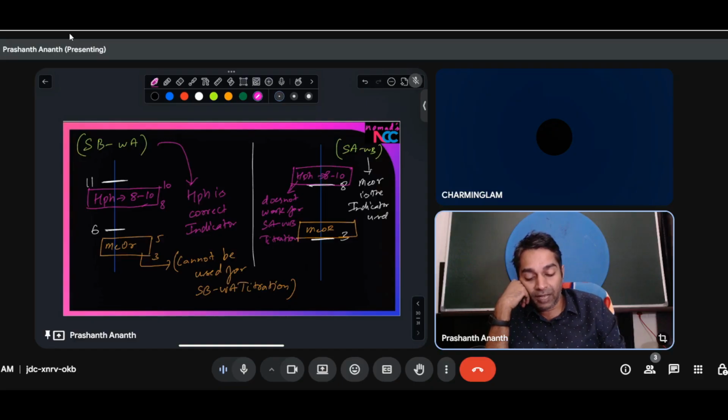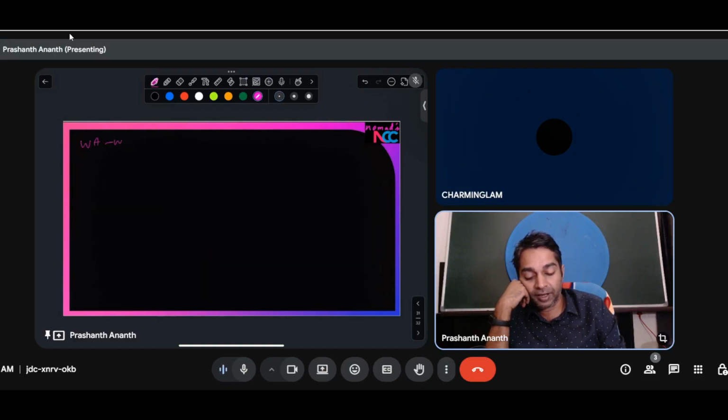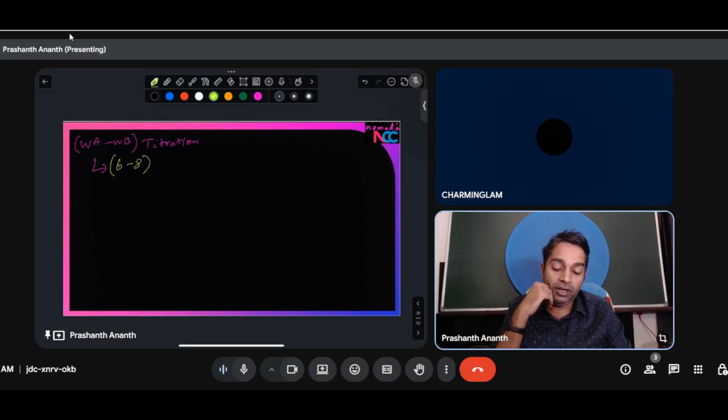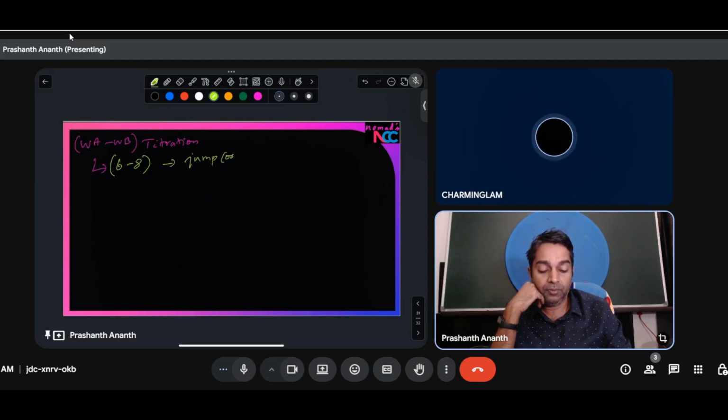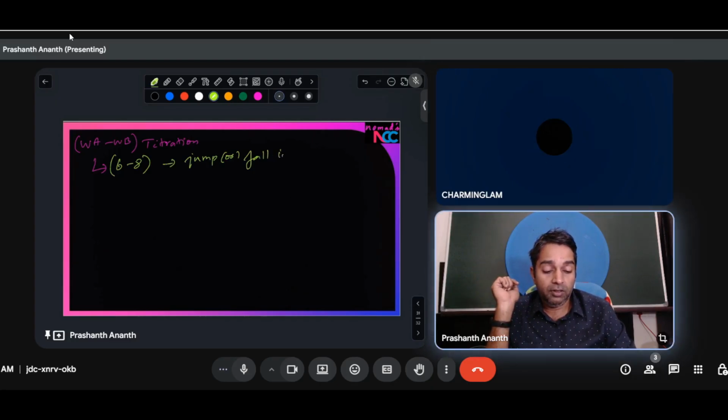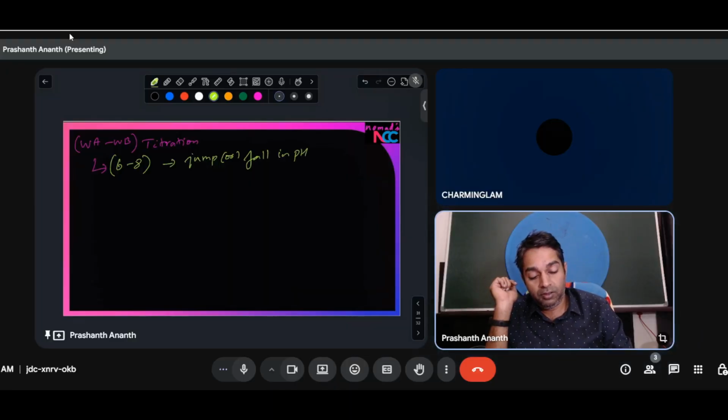Lastly, when you are having a weak acid, weak base titration, you are going to be having a tiny bit of a jump or a fall. What is that tiny bit of a jump or fall over here? It is going to be 6 to 8. This is going to be the jump or fall in pH. As you can see, it's a very small jump or fall on neutralization.